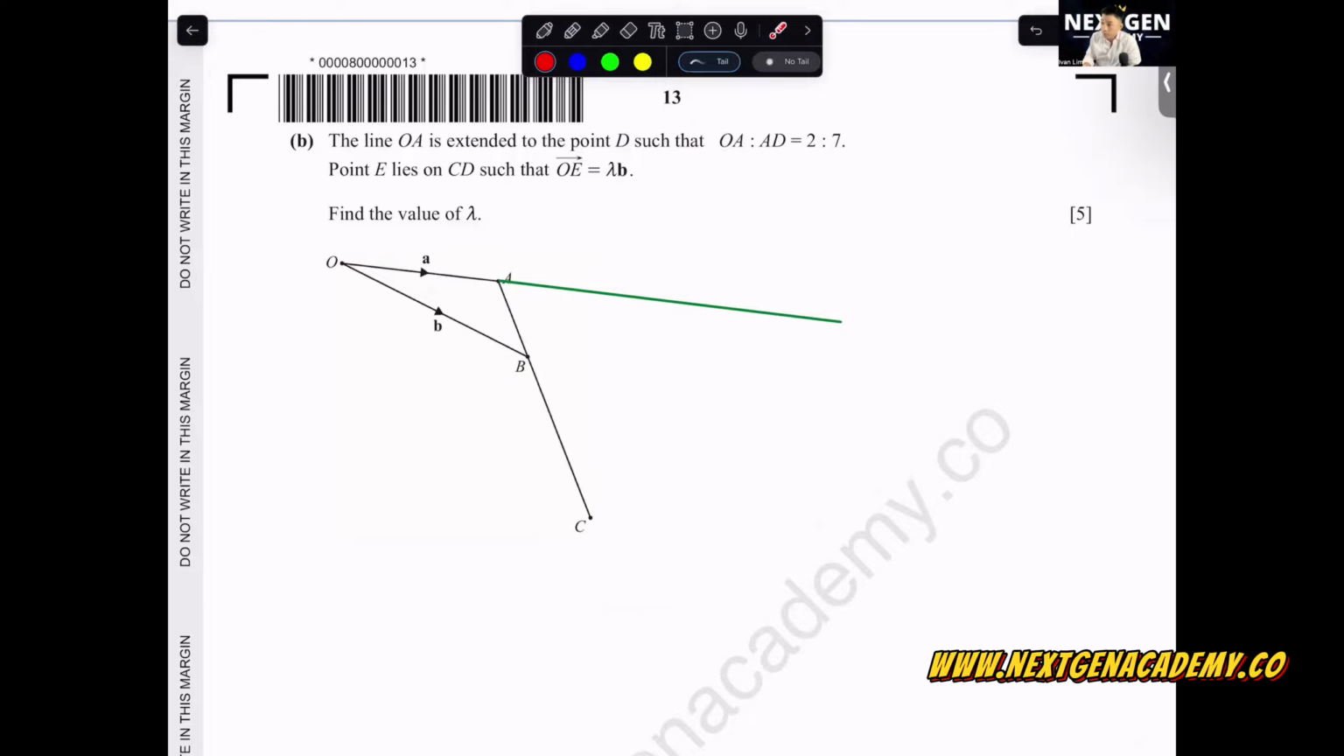Then we have another one. Point E lies on CD. Okay, let's label this one D. So we got CD. If I were to draw it out, let's say here, this is CD. Point E lies on CD such that OE is lambda b. So can I say that E probably is somewhere around here? Okay, this one is just a rough estimate. Find the value of lambda.